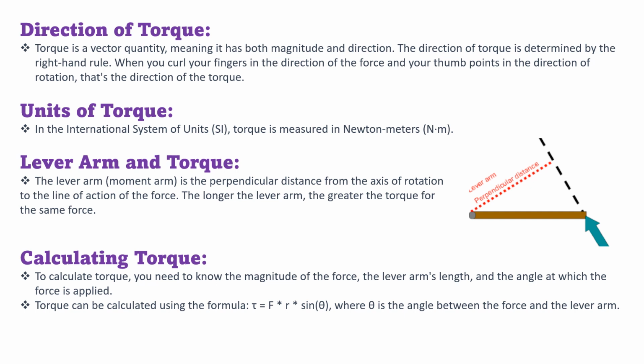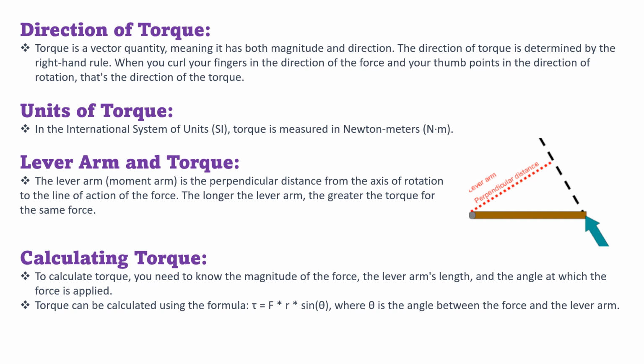The direction of torque is determined by the right hand rule. First of all, let's see what the right hand rule is. When you curl your fingers in the direction of the force and your thumb points in the direction of the rotation, that is the direction of the torque. That's how you get the direction of torque.